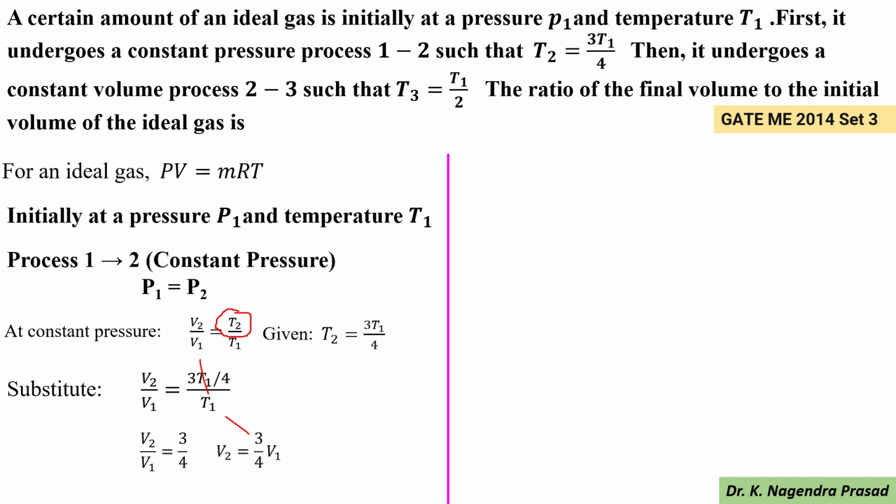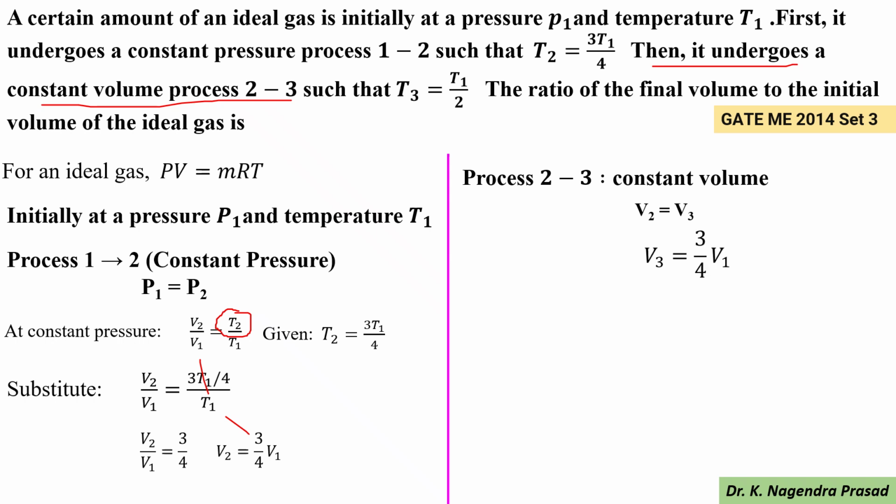And V2 equal to 3 by 4 into V1. Next, it undergoes a constant volume process 2 to 3. So process 2 to 3 is the constant volume process, which means V2 equal to V3. Then we know the relation. So V2 value we know, that is 3 by 4 V1. Obviously V3 value also 3 by 4 V1.